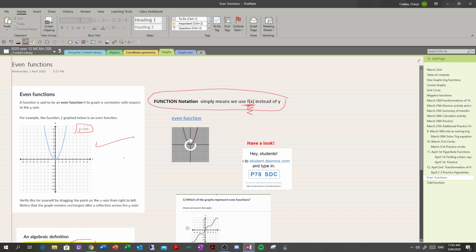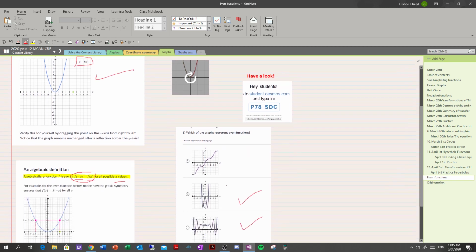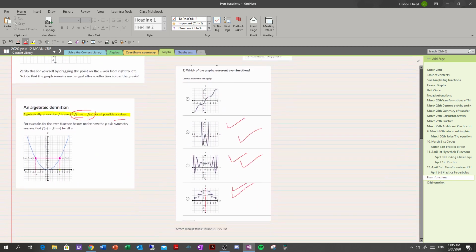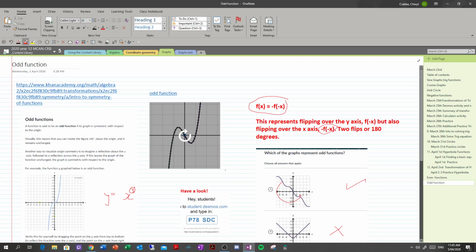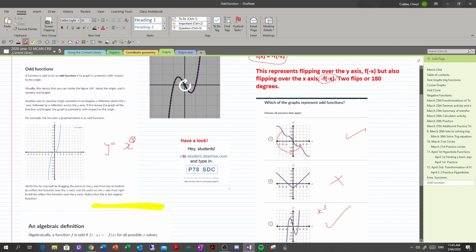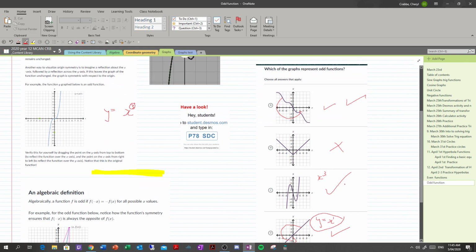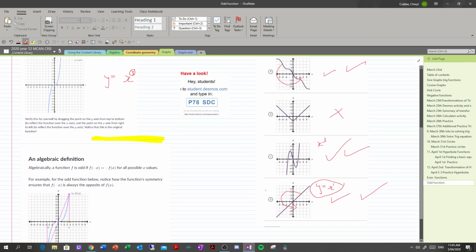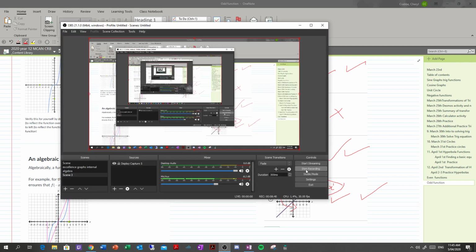This is an example of an even function. This is an example of an even function, even function. They have symmetry around the y-axis. An odd function has a rotational symmetry of 180 degrees. In other words, it will rotate around itself 180 degrees and map back onto itself. So here's an example, here's an example, here's an example. And all you're going to have to do is identify some graphs that are either odd or even in their capacity, as we classify.